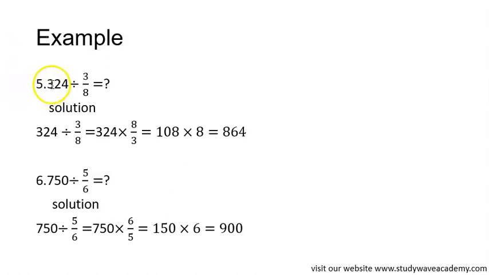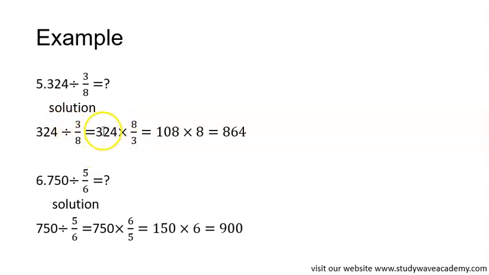Okay, here we have 324 divided by 3 over 8. Wow, this is a 3-digit number. It's a big number, right? But it's the same process, okay? Do we understand? So we have to look for the answer of 324 divided by 3 over 8. We do it the same way. The denominator goes up and the numerator comes down. You exchange it, and then the division sign changes to multiplication.